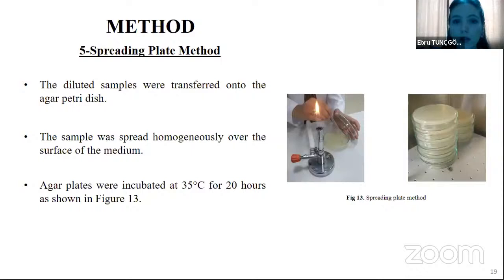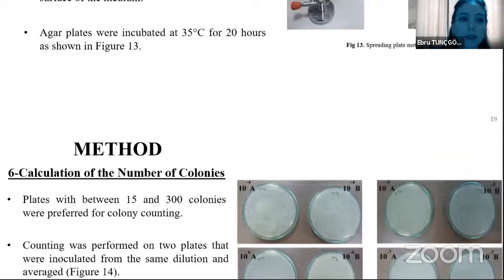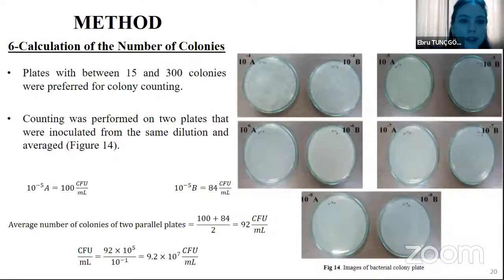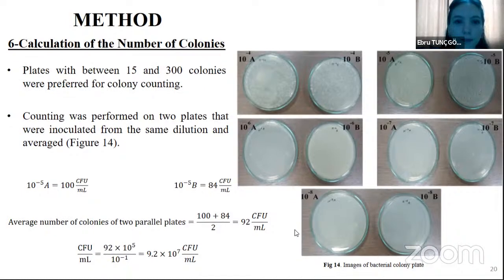The diluted samples were transferred onto the agar petri dish. The sample was spread homogeneously over the surface of the medium, and agar plates were incubated. Plates with between 15 and 300 colonies were selected for colony counting, and counting was performed on 2 plates that were inoculated from the same dilution. On average, we found the stock solution concentration to be 9.2 times 10 to the power 7 CFU per milliliter.